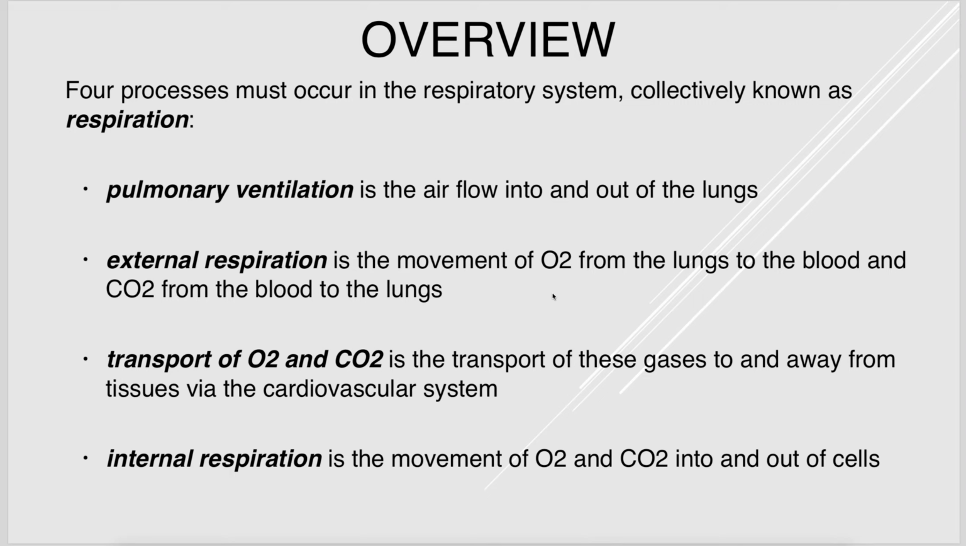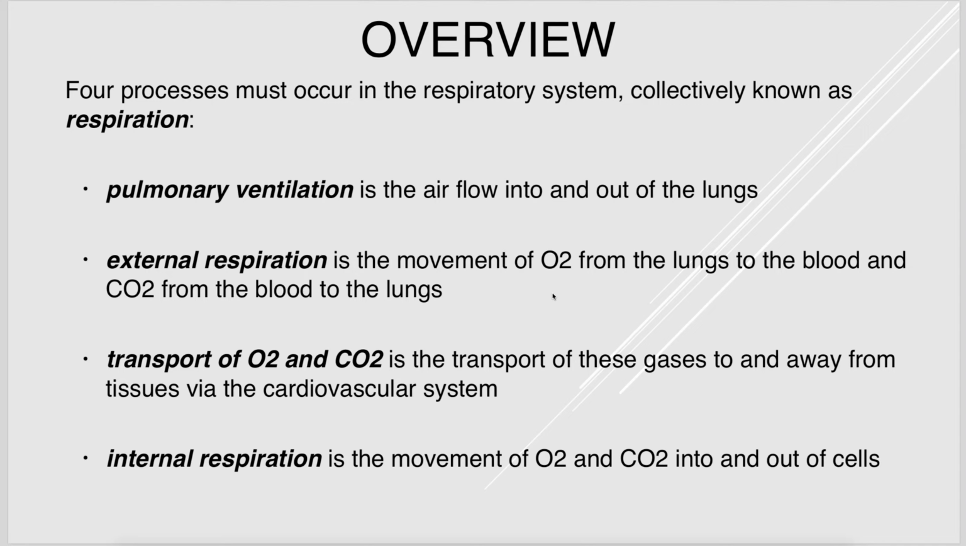So when it comes to the respiratory system, there are four things that have to happen. These are all known as respiration. The first thing is called pulmonary ventilation. We have to bring air into the lungs and then blow air out of the lungs. So that's just moving air in and out. The next thing is external respiration. So this is the movement of oxygen from the lungs, from the alveoli, into the blood, or CO2 from the blood to the alveoli, to the lungs.